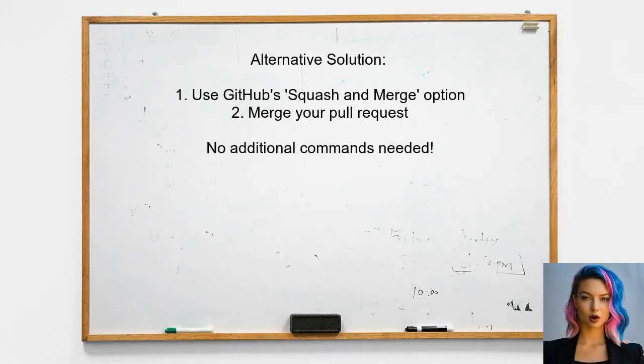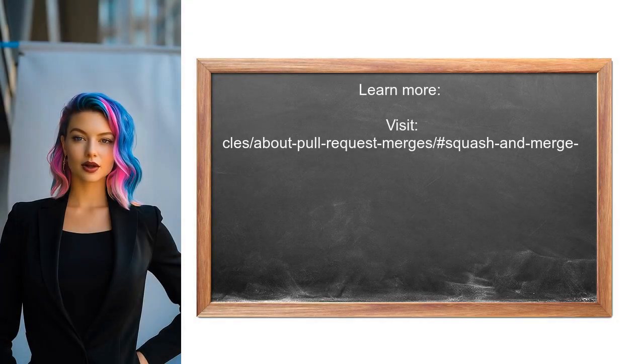An alternative approach to squashing commits is to use GitHub's built-in feature. When merging your pull request, simply select the squash and merge option. This will combine your commits without needing to do anything extra on your end. For more details on this method, you can check out the GitHub documentation on pull request merges.